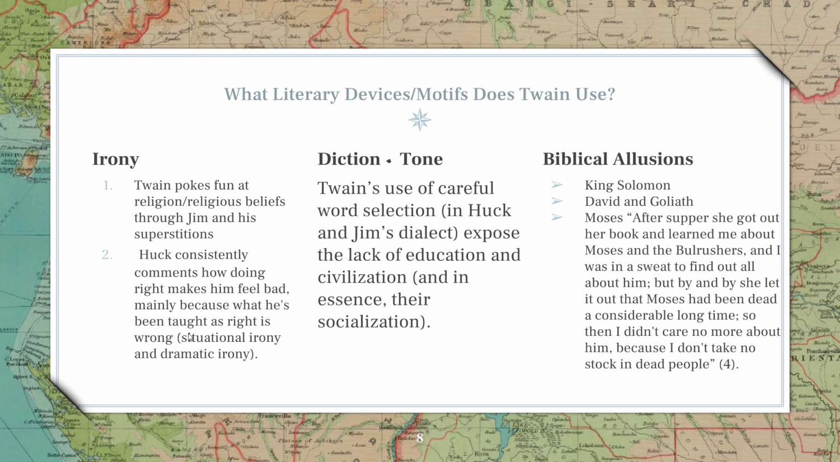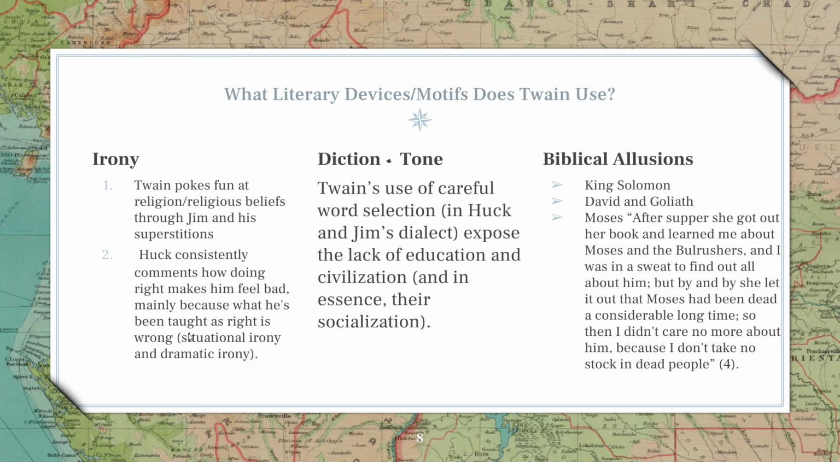Good. All right. So what literary devices or motifs, and remember motifs are things that help carry out the theme. So we've got irony. So Mark Twain pokes fun at religion or even religious beliefs through Jim and all of his superstitions. Going to show that you're kind of ridiculous for believing in these superstitions, but doesn't that kind of resemble what religious beliefs or doctrine would be, the equivalent to for those in 1800 society?